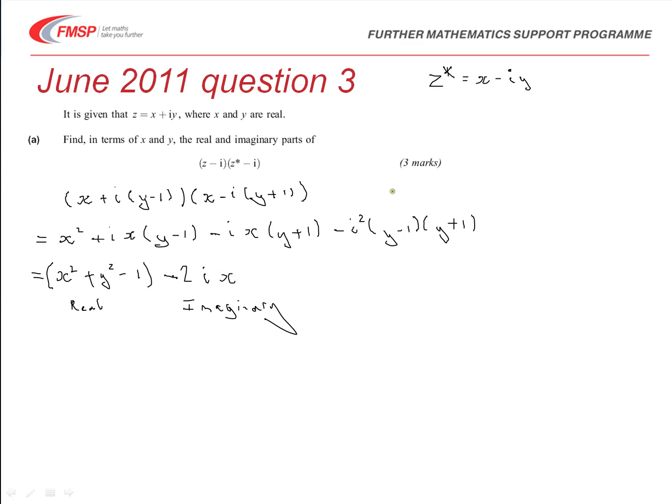So, for using the complex conjugate in whatever we do, we'll get a method mark. For then substituting in carefully, we'll get a second mark, and then simplifying it down, and obtaining the actual correct simplification will give us a third mark in there.